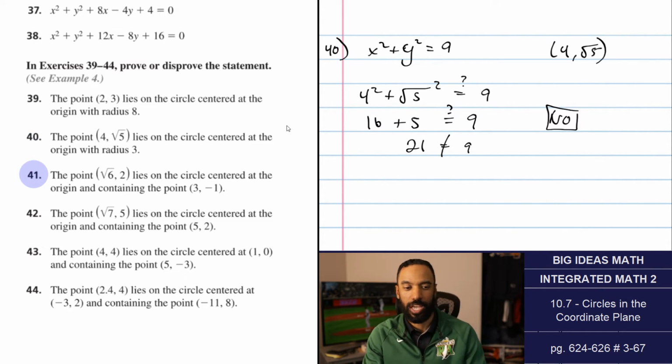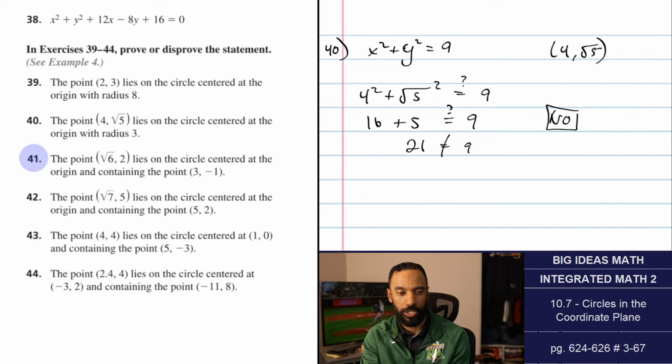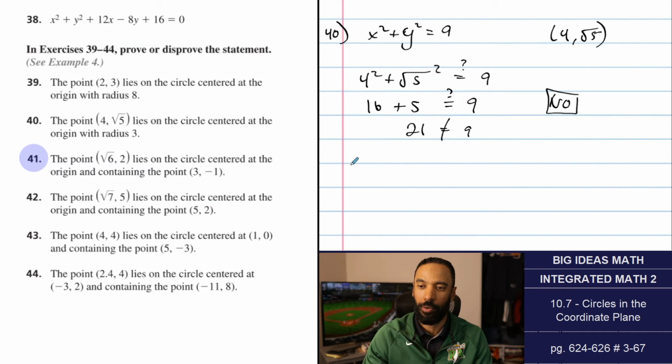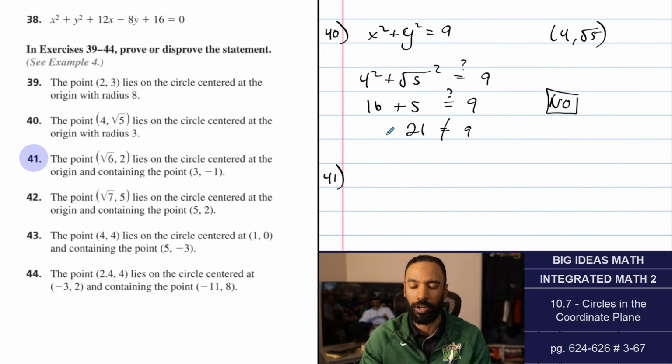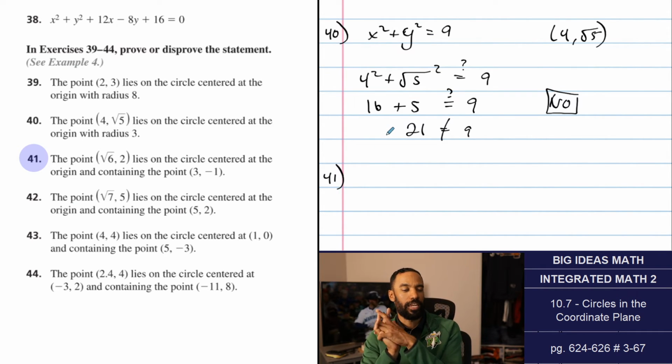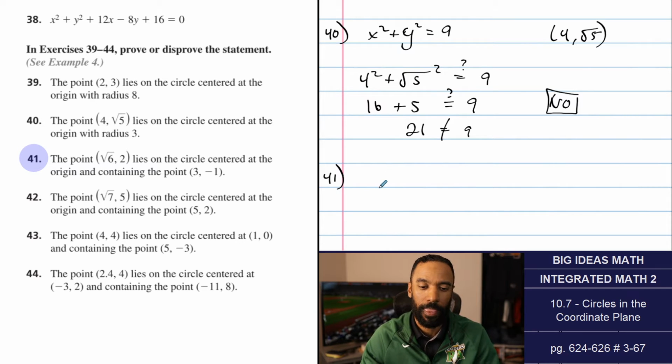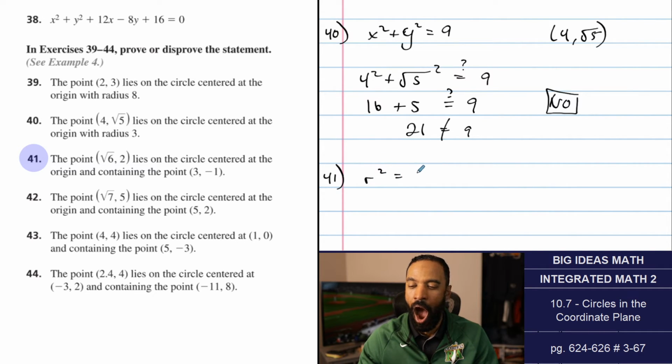The point root 6, comma 2 lies on a circle centered at the origin and containing the point 3, negative 1. So this time you have to figure out what that other point thing is. And I think this is where the book probably did a little bit more. They kind of used a distance formula thing. I will find the radius, or at least the r squared, and see if that works out for you enough. So as far as our r value goes, r squared is a squared plus b squared.